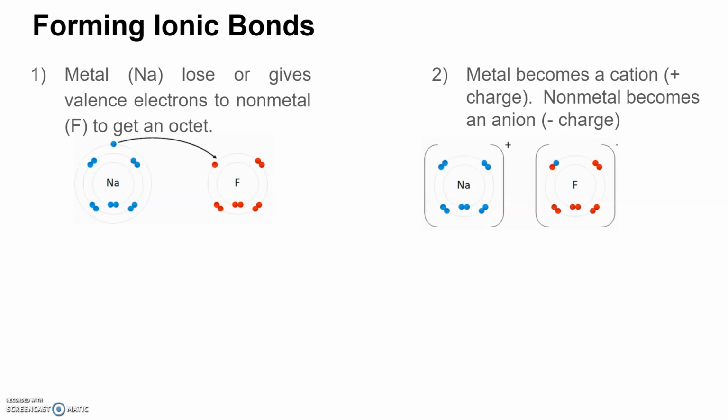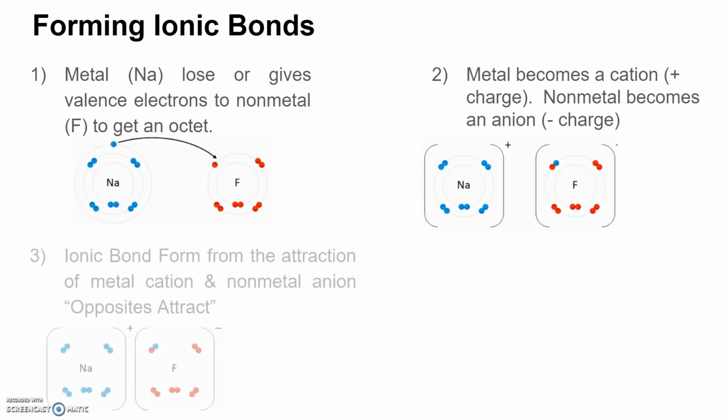Now, when that happens, because the metal has lost an electron, it becomes positively charged, and the non-metal, since it's gained an electron, becomes negatively charged. Remember, losing or gaining electrons sort of do the opposite to charges. If you lose an electron, you become positive, and if you gain an electron, you become negative. So because the metal is positively charged and the non-metal is negatively charged, and opposites attract according to the rules of physics, that's what forms the ionic bond, called electrostatic attraction between the positive cation and the negative anion.